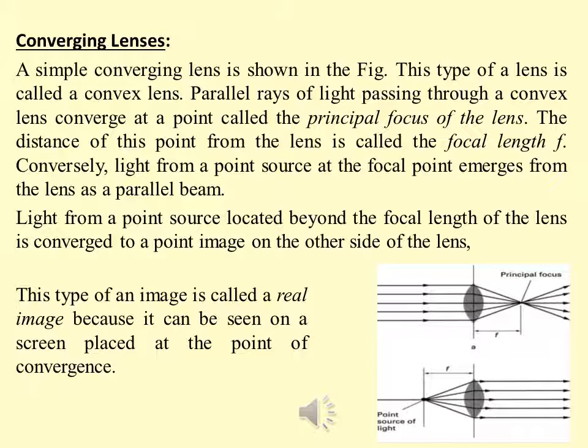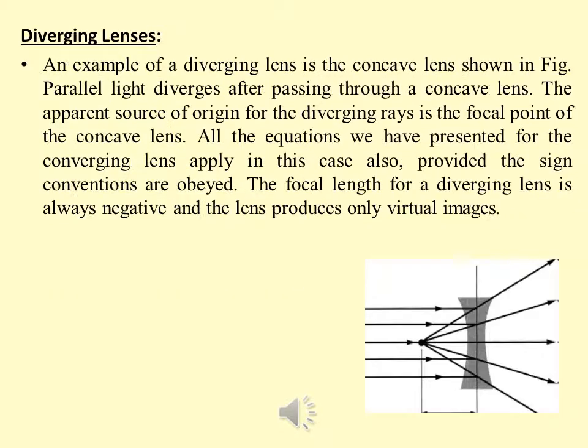Light from a point source located beyond the focal length of the lens is converged to a point image on the other side of the lens. This type of image is called a real image because it can be seen on a screen placed at the point of convergence. Diverging lenses.